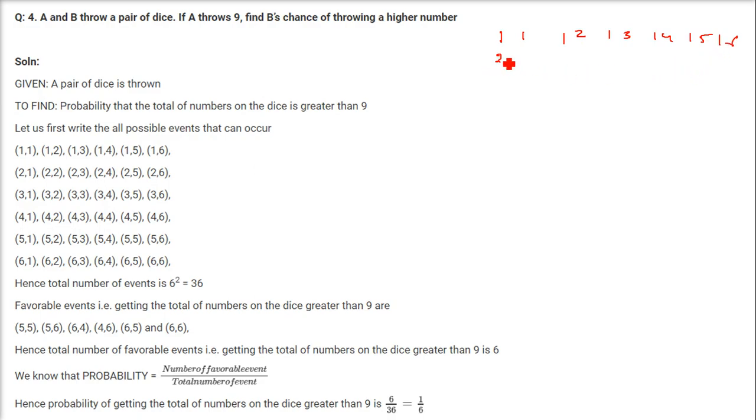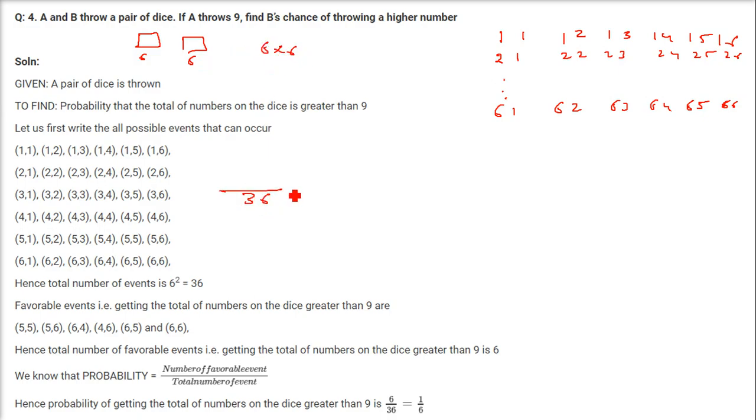Again, if A throws 2, B can throw 1. If A is throwing 2, B can throw 2. So 2,2; 2,3; 2,4; 2,5; 2,6 like this. Now if A throws 6, again 6 combinations can be there. B can throw 1,6; 2,6; 3,6; 4,6; 5,6 and 6,6. So in all, these are the total sample space. Possible events are: one die will give 6 possibilities, other will give 6 possibilities. So 6 into 6, that is 36 is the total possibilities.